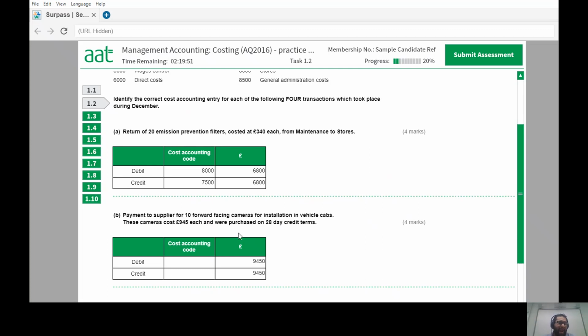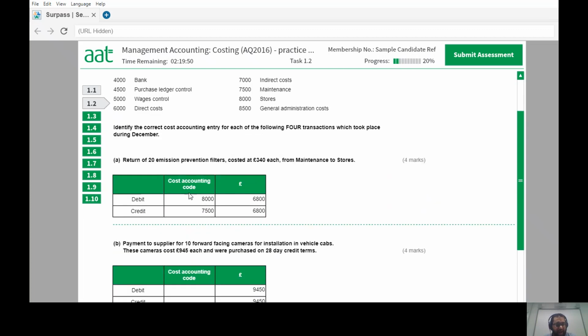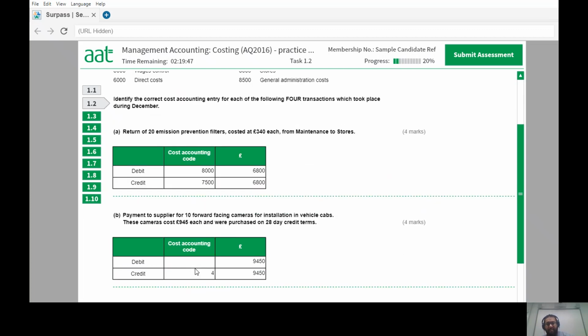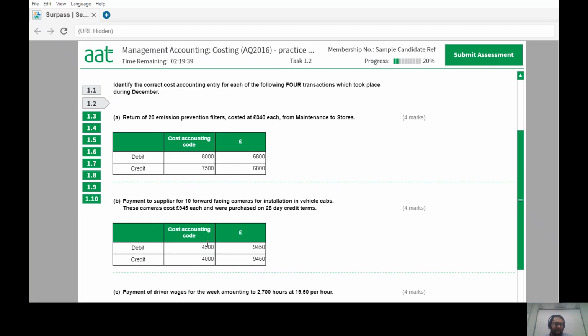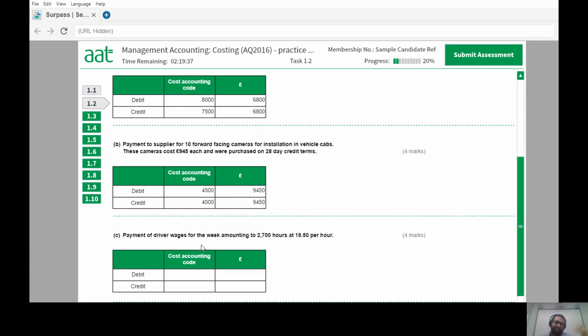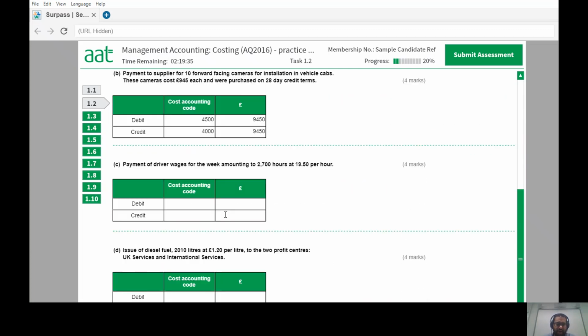But the codes are, bank is going to be a credit because the money is going out from the bank, and the purchase ledger control account will have a debit entry because this is normally a credit account, but when we settle some of the balance for my suppliers, this is going to reduce it. It has to be on the debit side of the ledger control account.